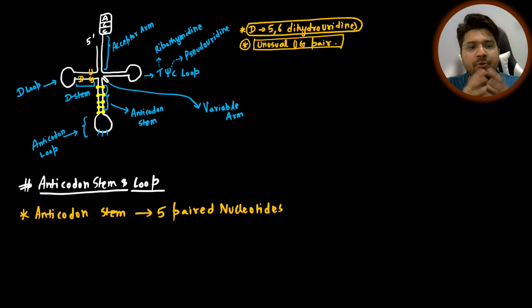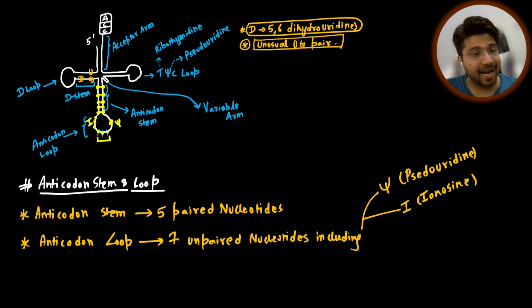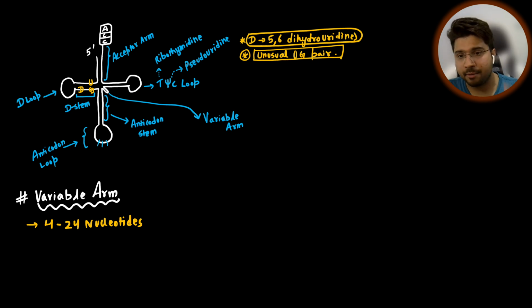Coming to the next part, we have the anticodon stem and loop. Let's start with the anticodon stem. I have mentioned a point: it has 5 paired nucleotides. You can see there are 5 yellow dotted structures connected to each other in this anticodon stem. So 1 pair, 2 pair, 3 pair, 4 pair, and 5 pair, right? So 5 paired nucleotides in the anticodon stem. Another important question for your examination. The anticodon loop has 7 unpaired nucleotides, right? And out of these, there can be 2 unusual ribonucleotides, called pseudouridine and inosine, which can exist within the anticodon loop.